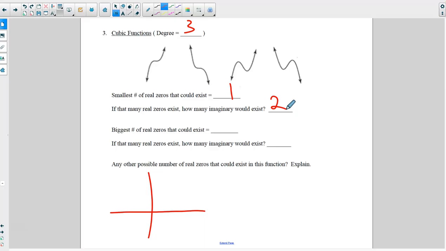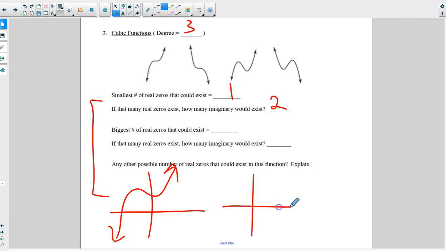All right. Biggest number of real zeros that could exist. So 1 cubic I could have is that. That would be like the 1 up here. I could also have something like this, in which case I cross 1, 2, 3 times. So the biggest number of real zeros that could exist is going to be 3. If I have 3 real solutions, how many imaginary do I have? 0. That's right. Good. Now, if imaginary solutions come in pairs, this is the only option that I have for imaginary solutions. So there's no other options. Okay? So we can go to the next.